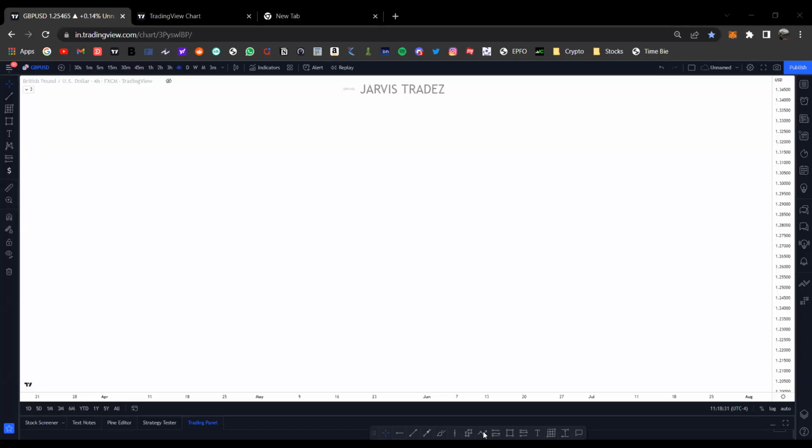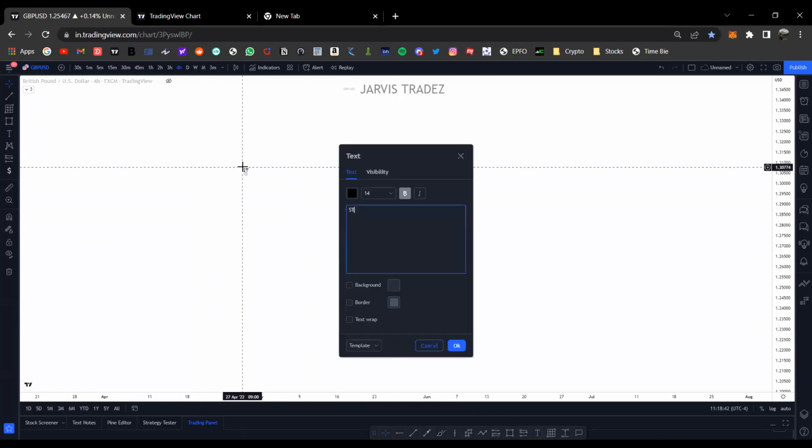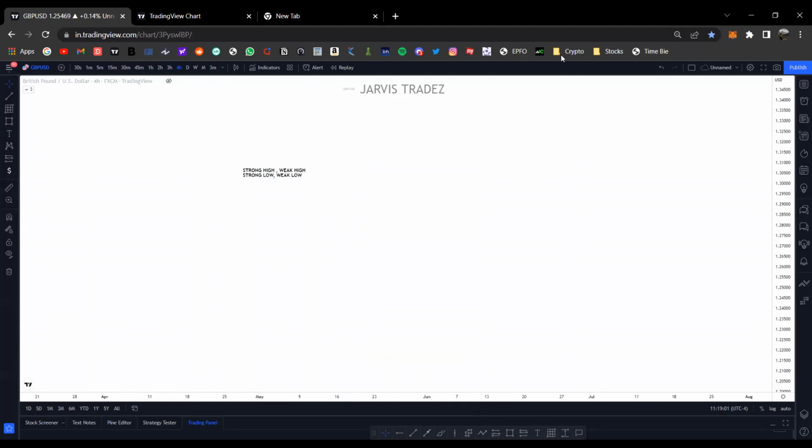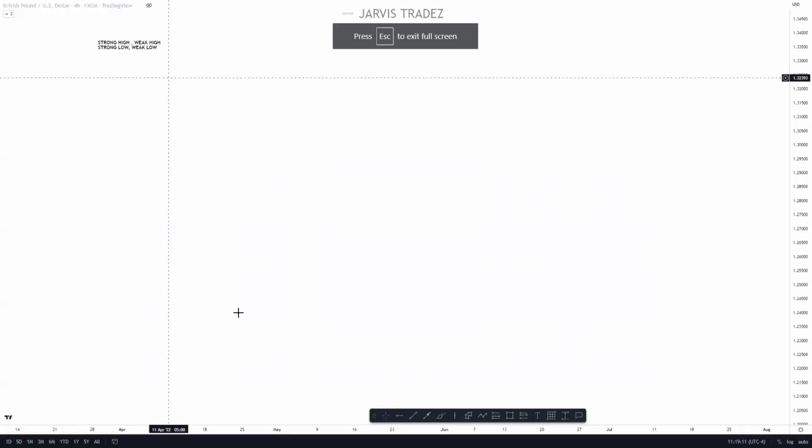So I'm going to explain the thing called strong high, weak high, strong low, weak low. Okay, so these four terms I will be explaining now. So what exactly is a strong high and a weak high?